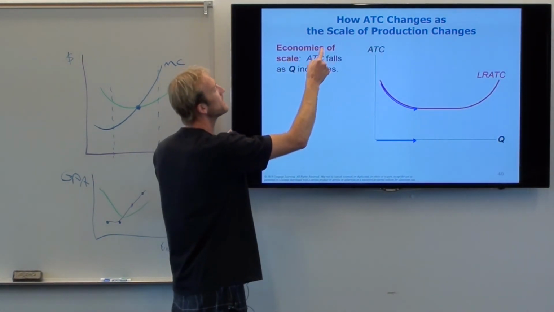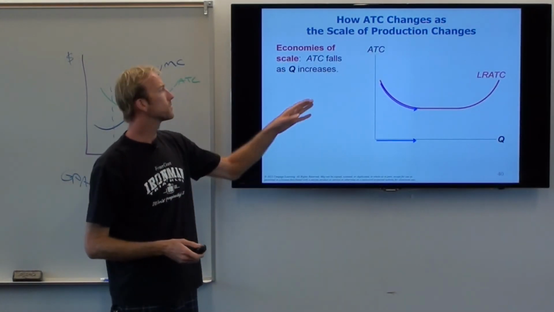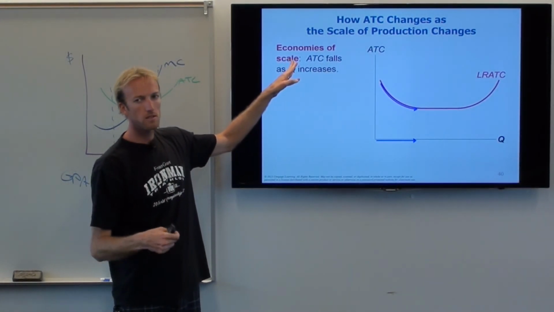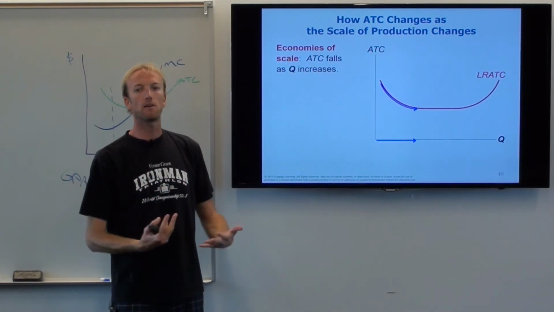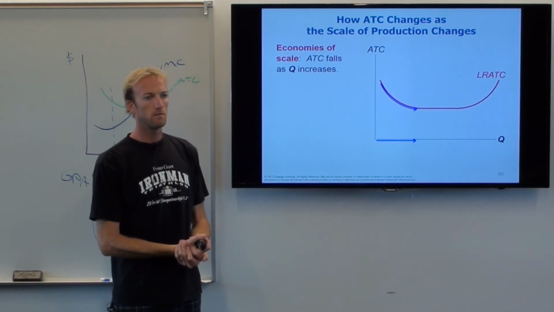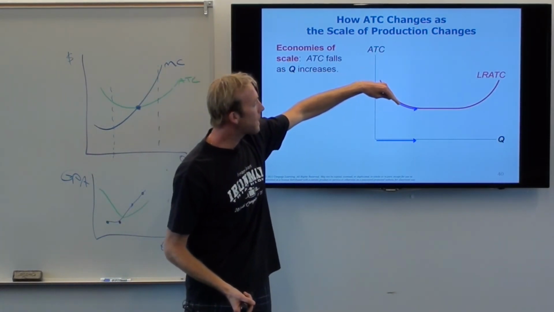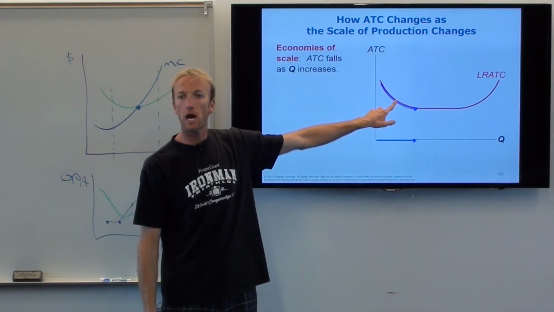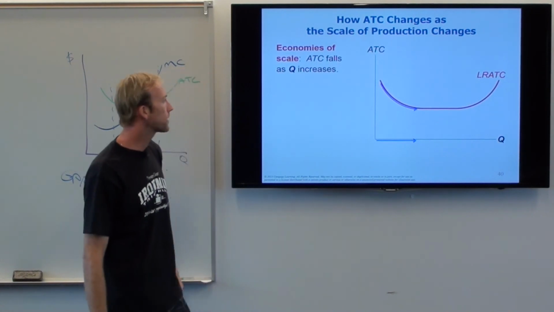We call that economies of scale. So as my scale increases, as Q increases, it gets more economical. That's what this means. Economies of scale. And so I probably should make more. I probably shouldn't make this much. I should make more because it gets cheaper for me. The costs go down.